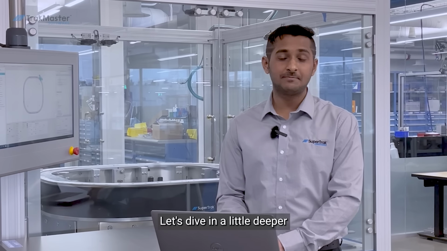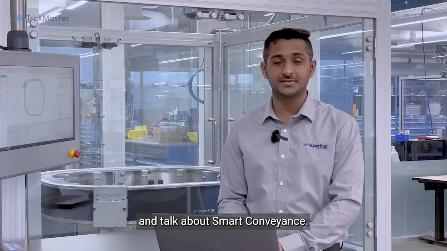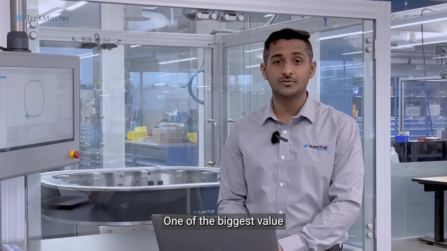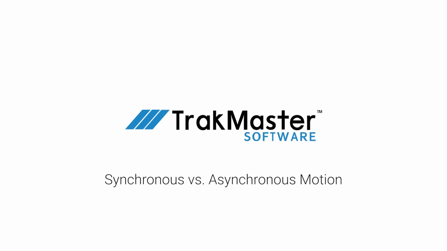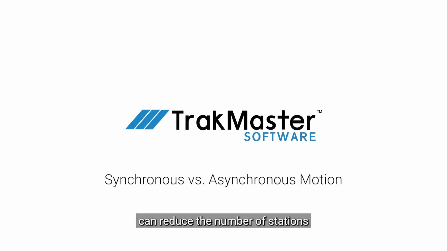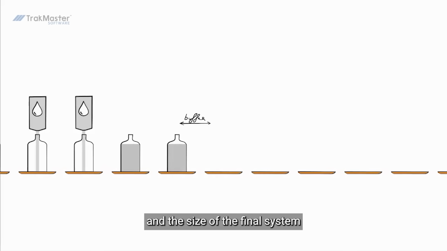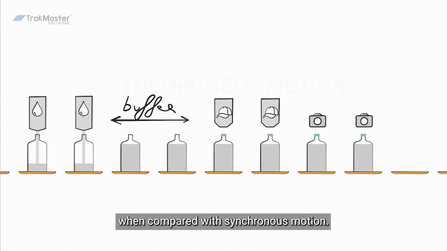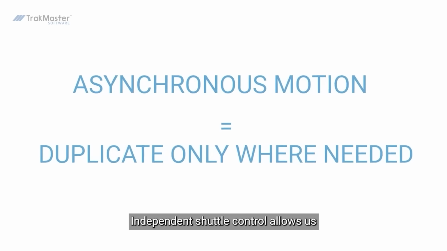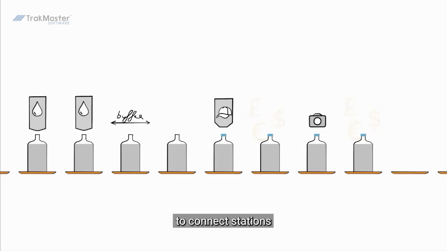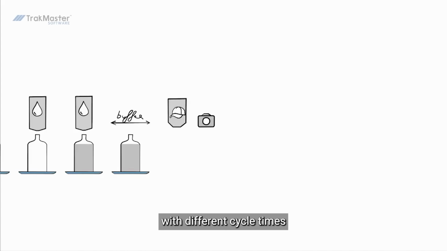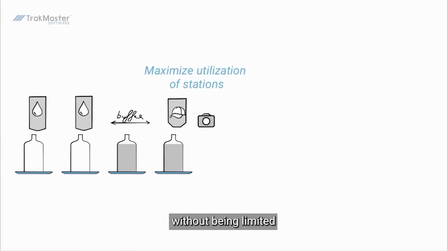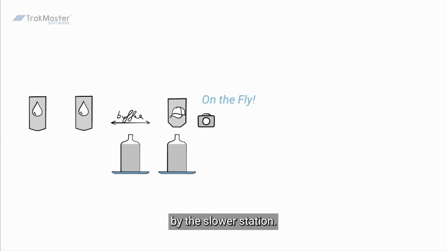Let's dive in a little deeper and talk about Smart Conveyance. One of the biggest values offered by Smart Conveyance and the SuperTrak Gen 3 platform is its asynchronous motion. Asynchronous motion can reduce the number of stations and the size of the final system when compared with synchronous motion. Independent shuttle control allows us to connect stations with different cycle times without being limited by the slowest station.